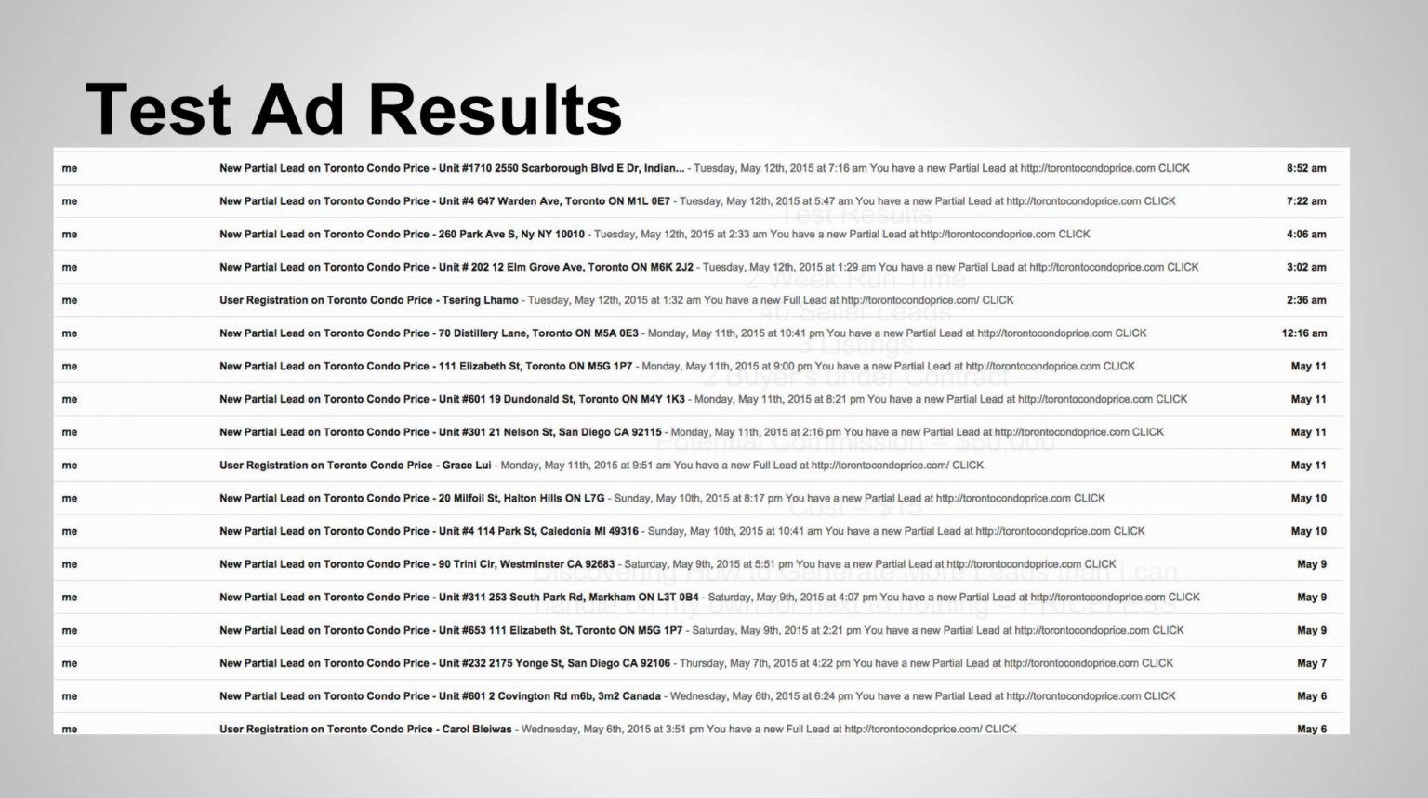I've never met a seller in 10 years of selling real estate who didn't want to know the price of their property. Whether they're looking to sell, refinance, downsize, upsize, who knows? They always want to know what the value of the property is. That's why this ad is very key.